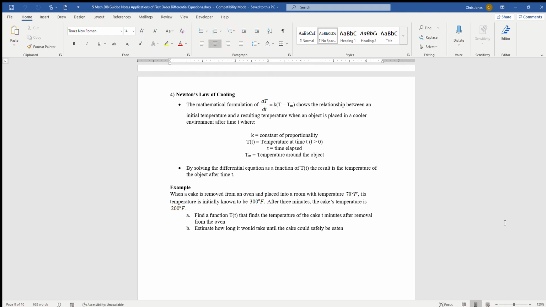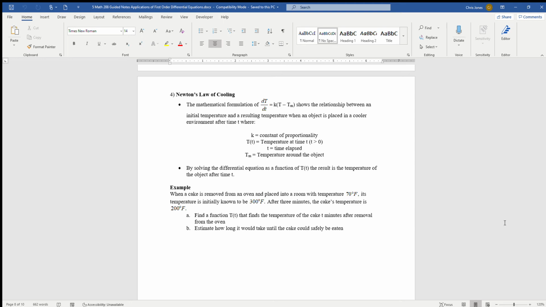One final example of an application to a first-order differential equation is using Newton's law of cooling. Newton's law of cooling relates that a function of temperature after time t, where capital T is the temperature, lowercase t is the time, is equal to some constant of proportionality times the temperature T minus the ambient temperature T sub m. Ambient temperature T sub m is basically the temperature that's around the object. So it's the environmental temperature. A lot of times it's called the ambient temperature.